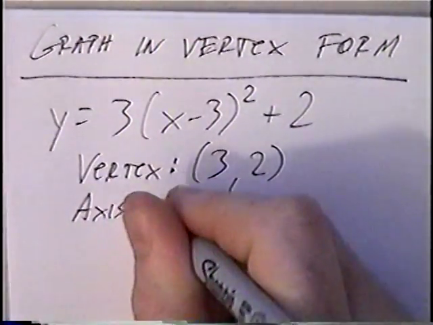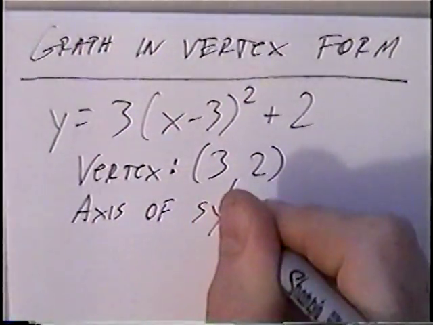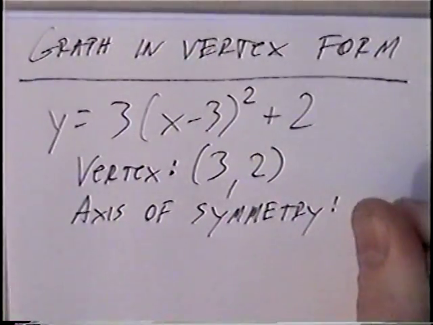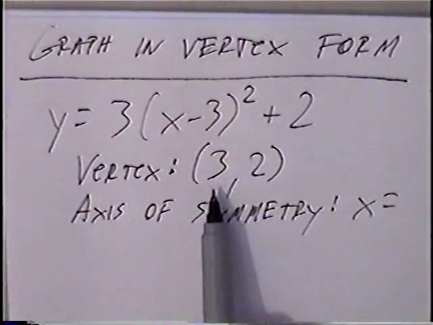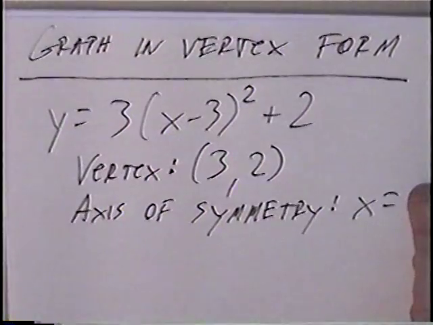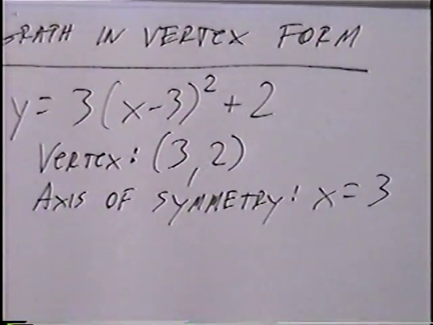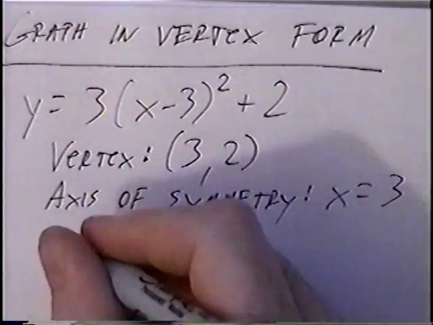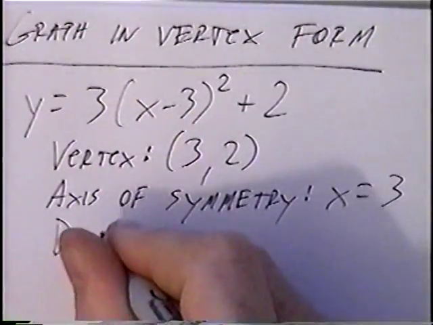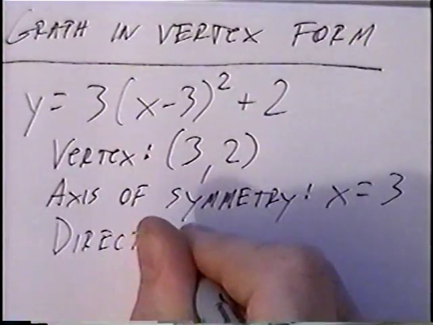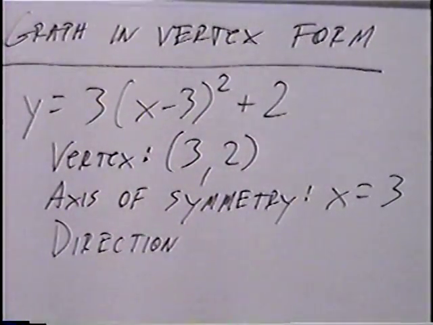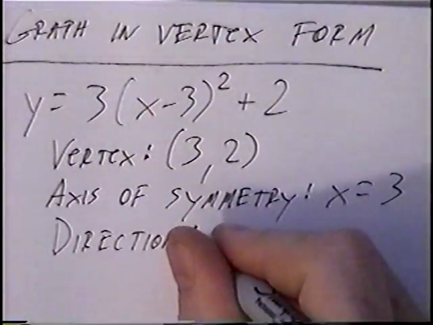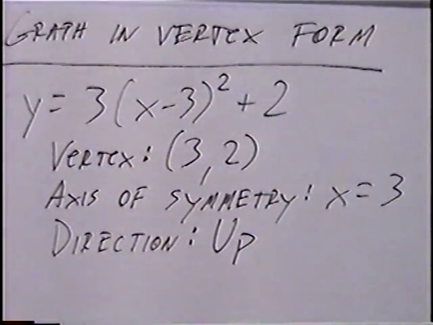The axis of symmetry, which is the line down the middle of the graph that makes the graph symmetrical, will be the same as the vertex and the same as the h value, x equals positive 3. And the last part we can find from vertex form is the direction, which will either be up or down. Looking at the value of a, which is the number outside the parentheses, if we have positive 3, the direction of this graph would be up.